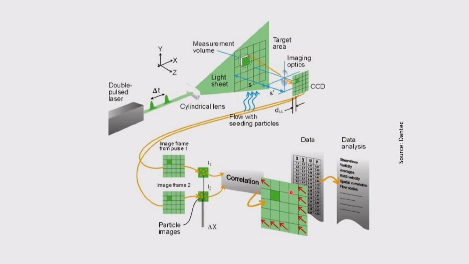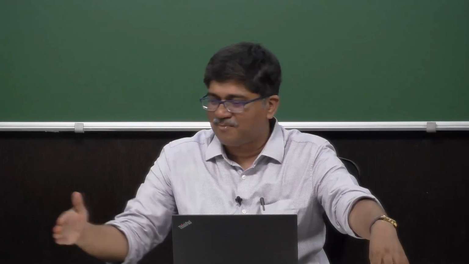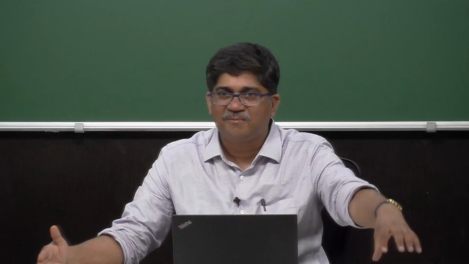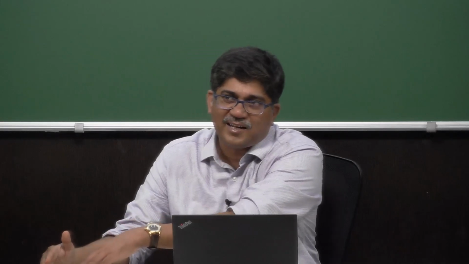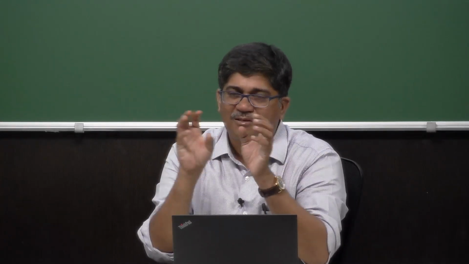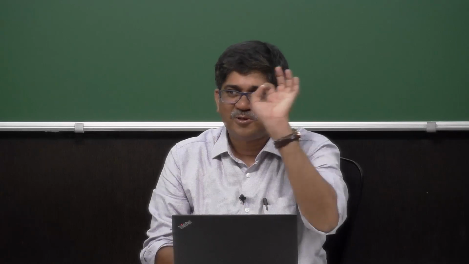I have these intensities, and I keep on checking where it matches. Okay, the pattern of this drop is matching the pattern here, that means this block of particles moved this much distance. So you're not tracking individual particles. What is the advantage? You need not resolve each and every particle, so you can have a group of particles, which means I can have a much larger area.